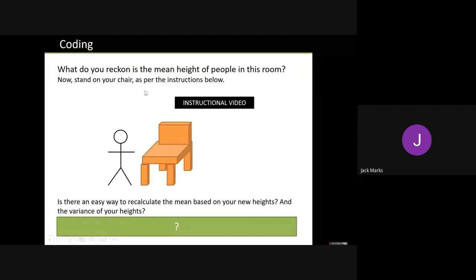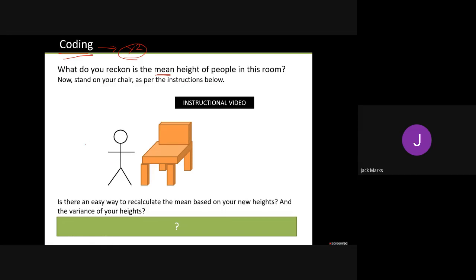So coding. Coding is something that you can do to data. It might be a little bit hard to understand the use of this, but it is very, very useful when we go to year 2 statistics, as it allows you to manipulate data in very useful ways. We're going to do this by examining what happens to perhaps the mean height of some people in a classroom, if they all stood on a chair.